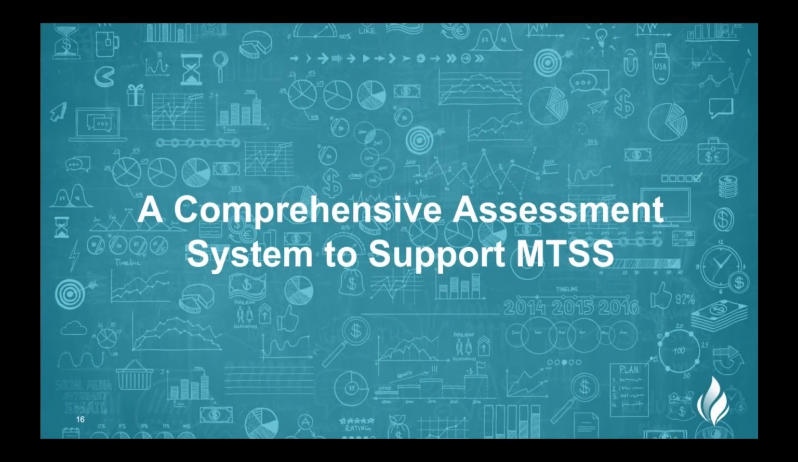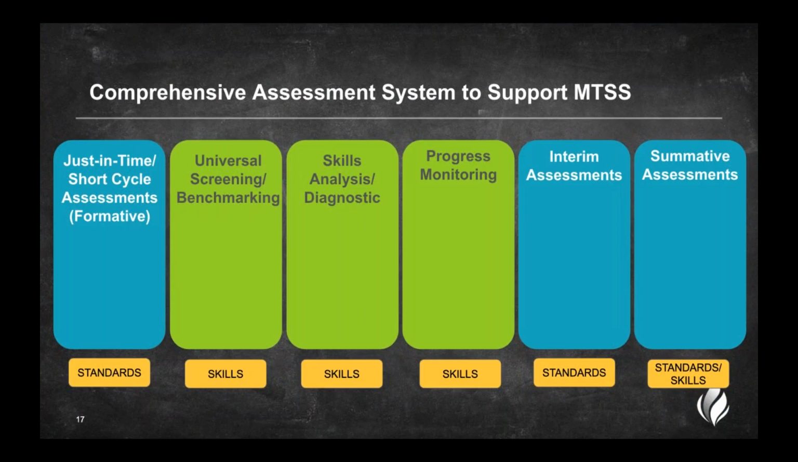So what do we add into the system when we're talking about really building out MTSS, so multi-tiered system of supports for districts? So you'll notice we have the just-in-time short cycle assessments, we have the interim assessments, we have the summative assessments, but now we've thrown in 3 other categories here. So universal screening and benchmarking, and we're going to really pull the details out of these in the following slides. But the 3 big pieces are universal screening and benchmarking, skills analysis and diagnostics, and progress monitoring.